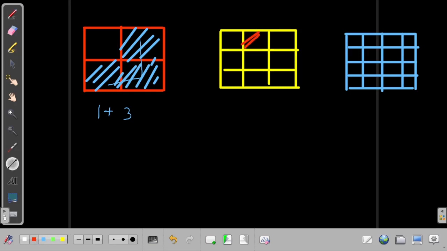Just observe it. Now write the numbers here. It is 1, it is 3, it is 5, right? Here one box, one square. Here how many squares are there? 1, 2, 3 squares. Here how many squares? 1, 2, 3, 4, 5 squares.